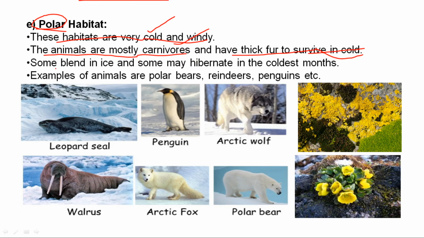Ice color, you know what is the color of ice? White. So they are so white that you can't separate them from white, means ice. Some may hibernate in coldest months. Hibernate means sleeping. Okay, sleeping during cold.